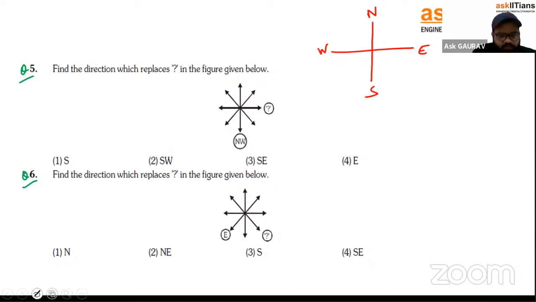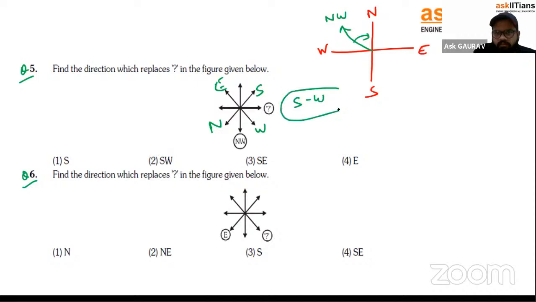Find the question mark. Let's say this is northwest. 45-degree clockwise is your north. So this will be your north. If this is north, then this is south, right? This is west. This is east. So this is southwest, right? Southwest means option 2. Is that clear? Okay. Now question number 6.